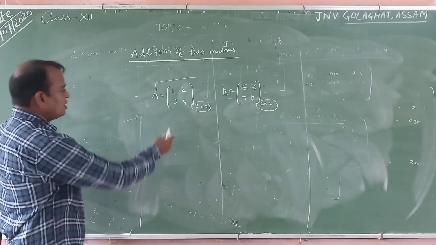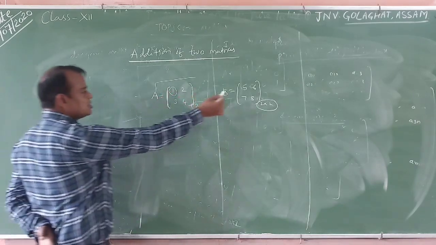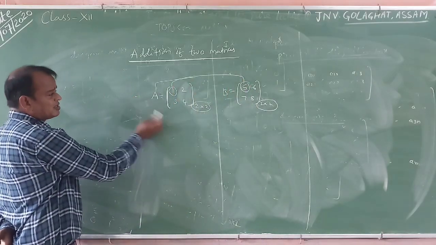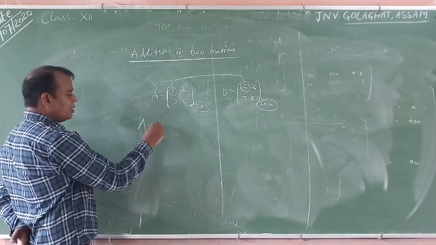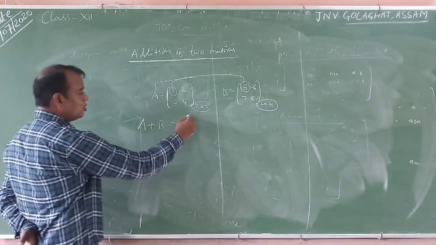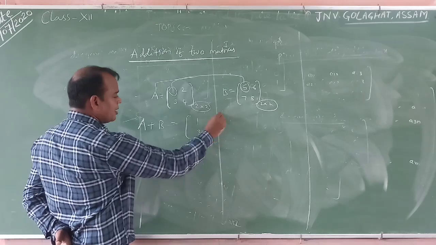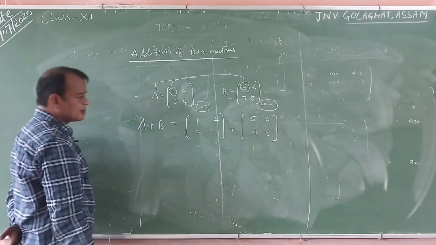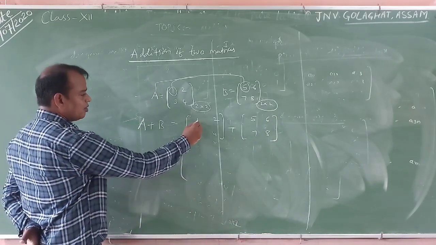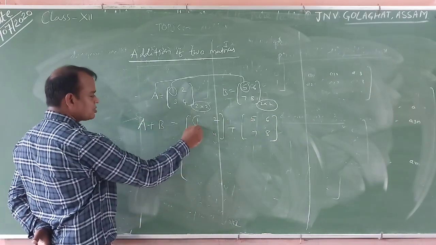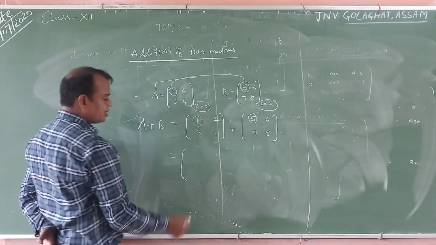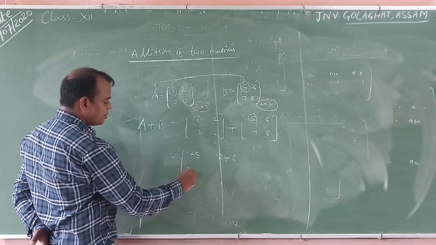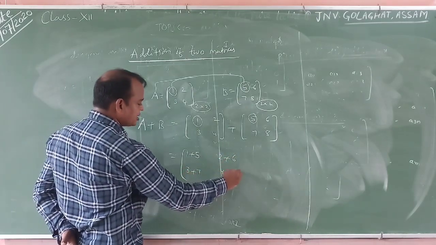Corresponding elements means this is the first row, first column, and this is the first row, first column. Now add these two only. The sum of the matrices is denoted by A plus B. Now 1, 2, 3, 4 plus 5, 6, 7, 8. Adding the corresponding elements means 1 plus 5, the first row first column of the second matrix. That is 1 plus 5. Next 2 plus 6, 3 plus 7, 4 plus 8.